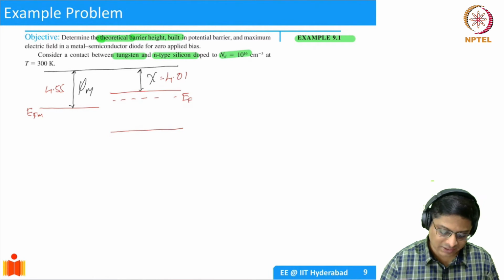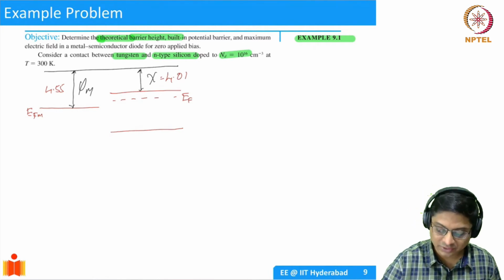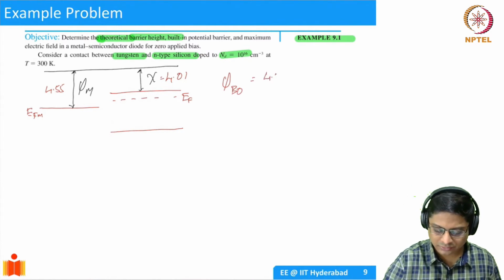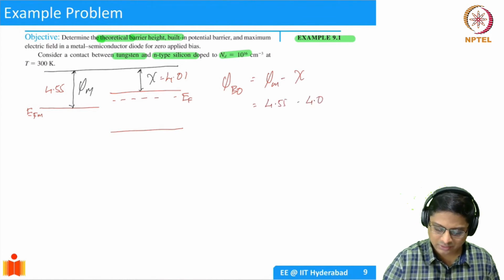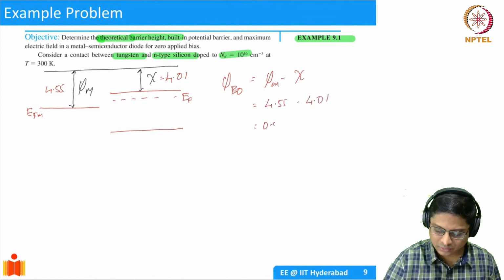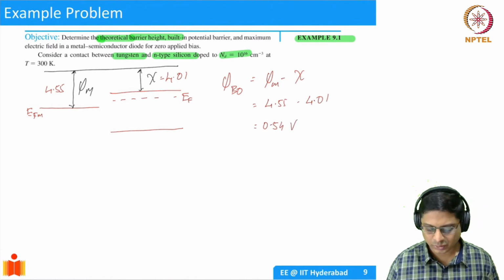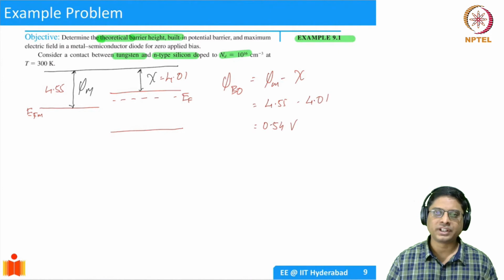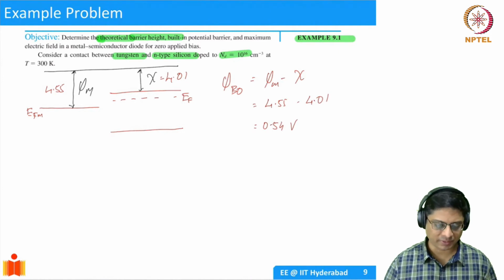Okay, so the theoretical Schottky barrier height, right? We are not really doing any phi b naught. Okay, the theoretical height was, if you write out the expressions, it has to be phi m minus chi, that is 4.55 minus 4.01, so 0.54 volts. Okay. We're leaving it in the volts unit. Okay, so the interchangeability of volts and eV you should be familiar with by now.